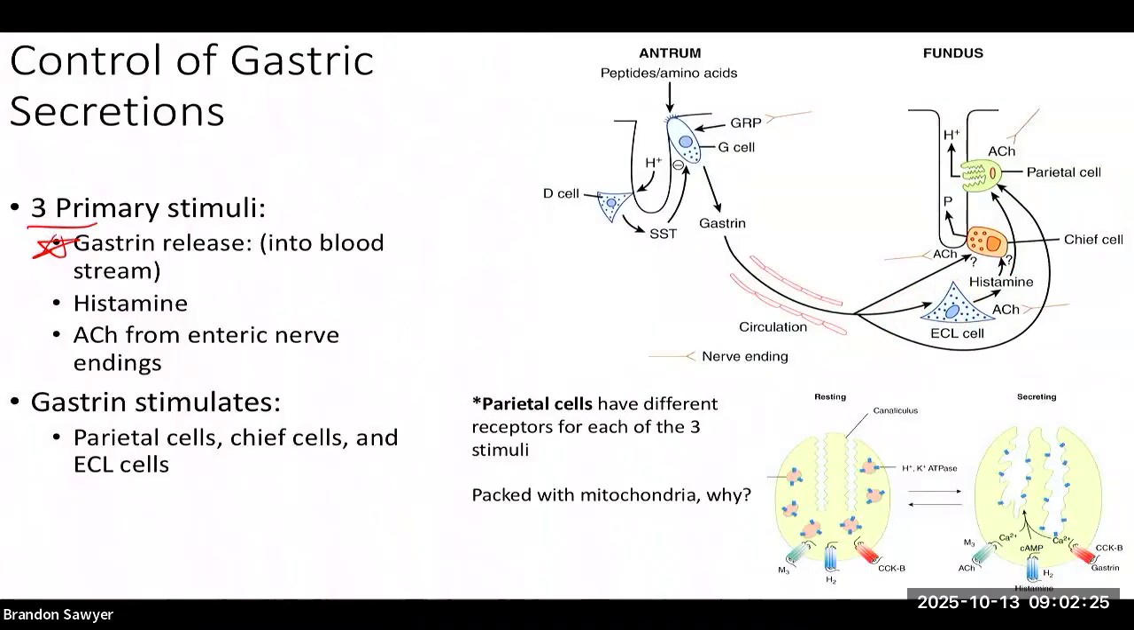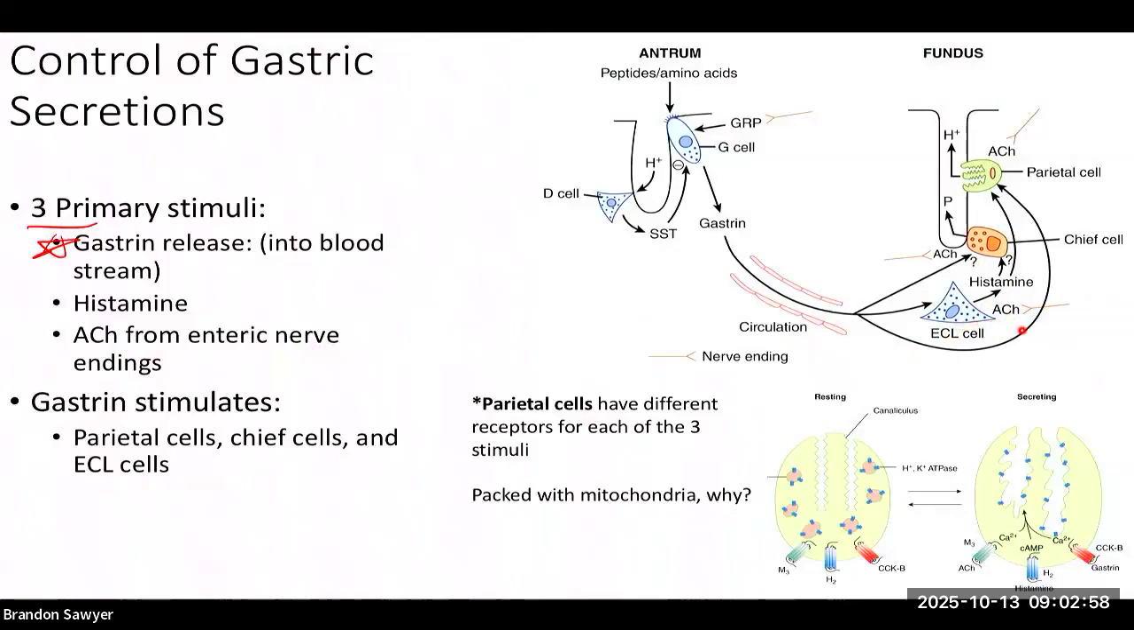Okay. Histamine is also one of the stimuli, right? So we can see histamine here being released by those ECL cells. Histamine is going to go up to that chief cell and cause it to release. Okay, and then also we have nervous system control here as well, right? So we've got neurons coming from right here. You can see them right here. So these would be some enteric nervous system neurons interacting directly with those ECL cells as well.